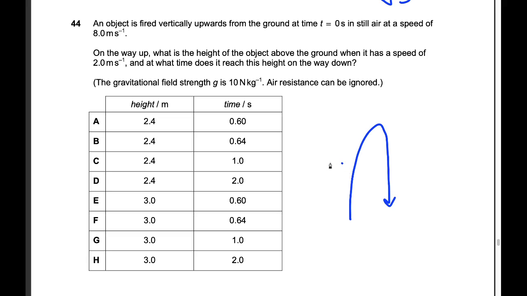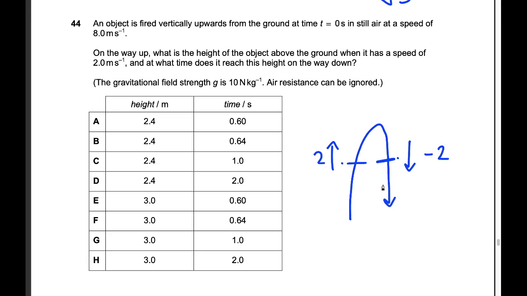So I'm looking for the height when it's at a speed of 2, and then I'm looking for the time when it's at that same height on the other side. This motion is always symmetrical, so it's going to be at -2 here. That's going to be the velocity on the other side.